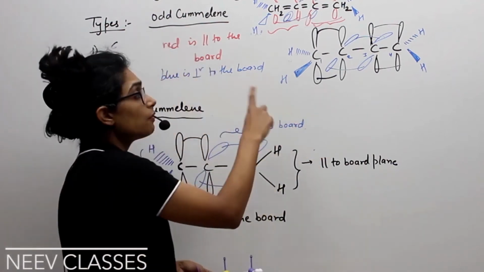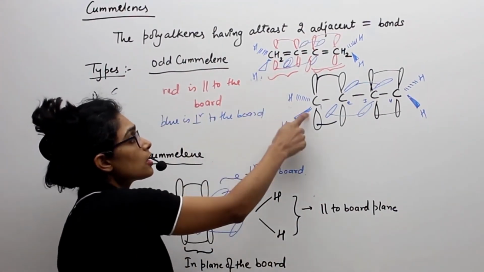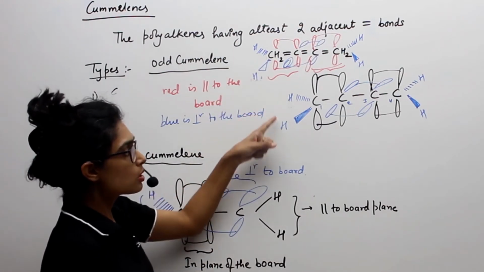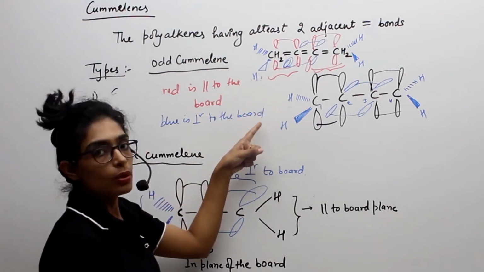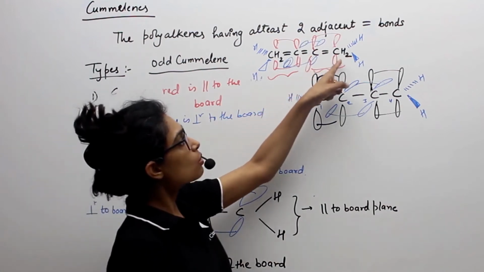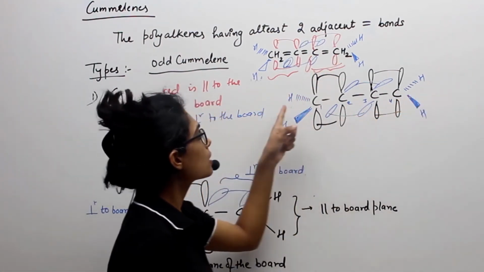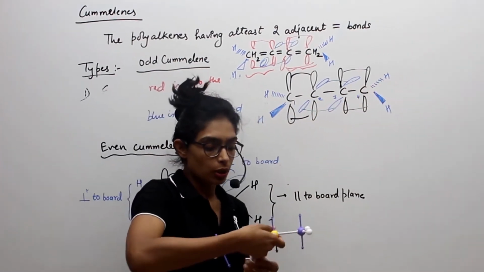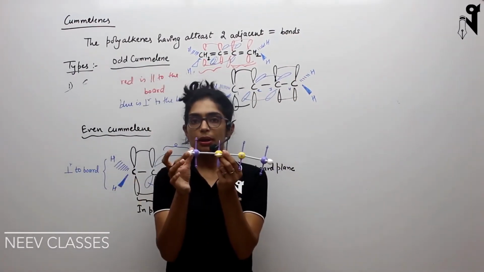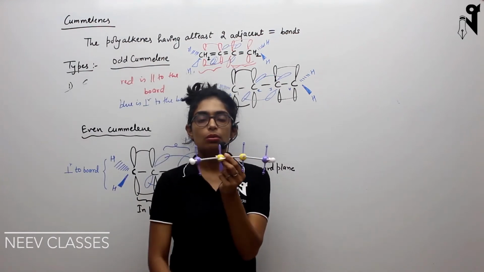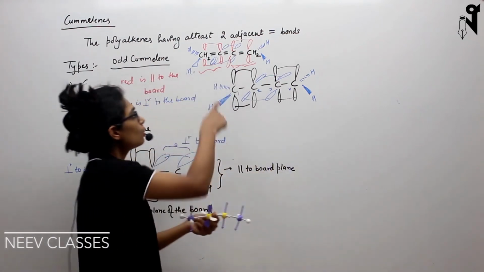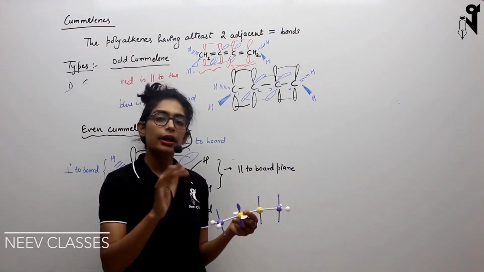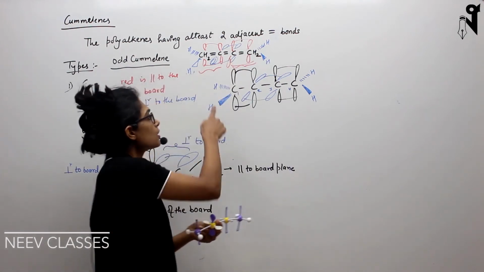Okay, if we take an odd cumulene, the first carbon will have two groups attached to it. Right, now here we have two hydrogens, so whichever plane these are in, the last carbon's two groups will also be in the same plane. So this is perpendicular to the board, this is also perpendicular to the board. Again we see it through this: this is perpendicular to the board, and the last two are also perpendicular to the board. So here I had taken two hydrogens. We can have any other group also present over here, and accordingly we will just place it over here.